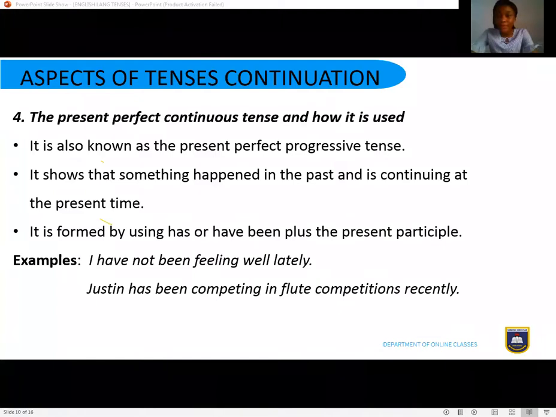Sorry, I didn't see your hand. Okay, I wanted to ask, for the perfect continuous tense, if you want to give a sentence in the third person, which is they, will you say they has been? It will tend to have, right?